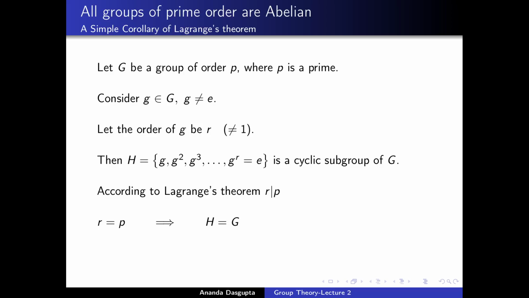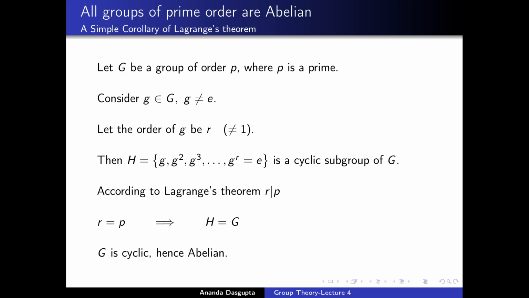So, the cyclic subgroup generated by any one of its non-identity elements for this group G must be the same as the group G itself. So, group G is cyclic and hence it must be abelian. Proof complete.